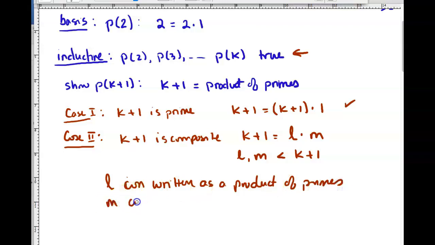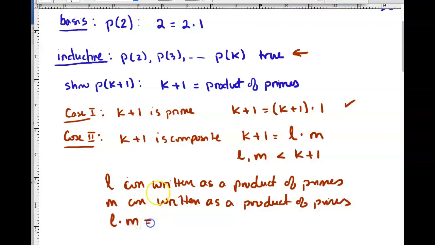And M can be written as a product of primes. Right? And that means that L times M is going to be the product of primes for L and the product of primes for M. So L times M is a product of primes. Okay, that's it. We're done. That's basically what we're trying to show, that k plus 1 can be written as a product of primes.